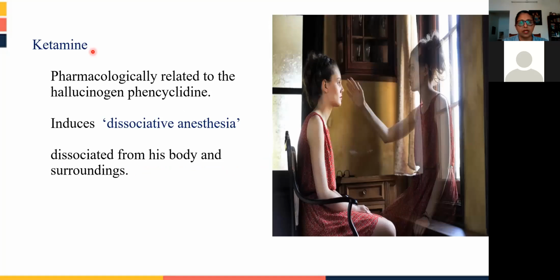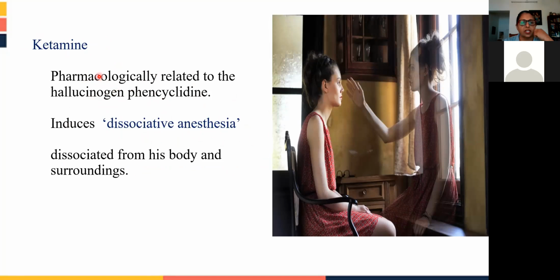Now, the next drug is ketamine. Pharmacologically, ketamine is related to the hallucinogen phencyclidine. One important point is that it causes dissociative anesthesia. So the anesthetic agent that causes dissociative anesthesia, this is very important, is ketamine.